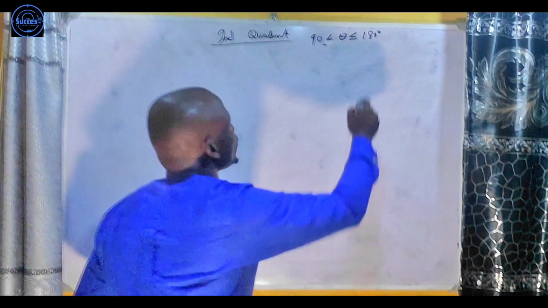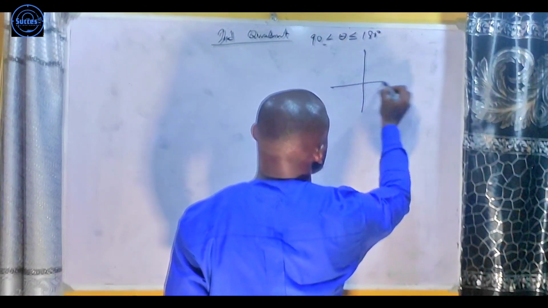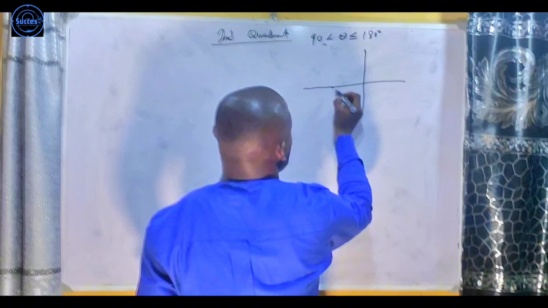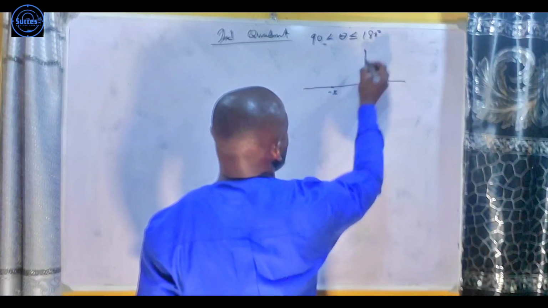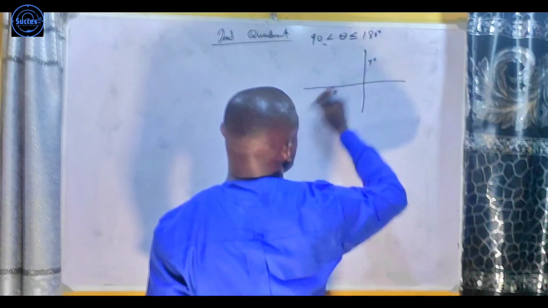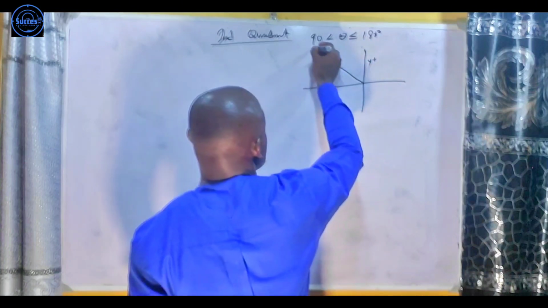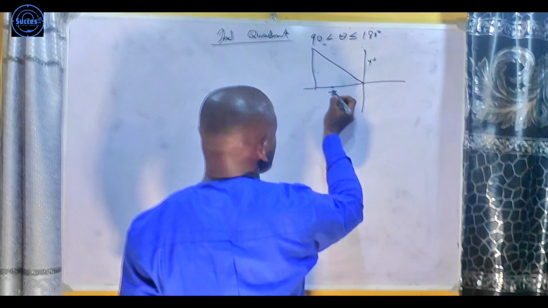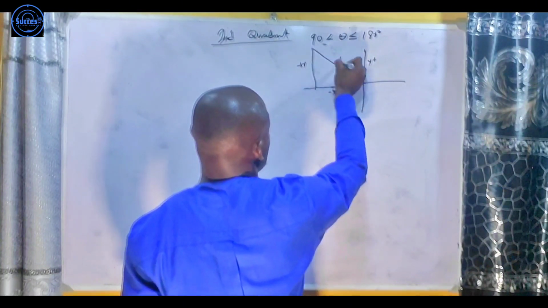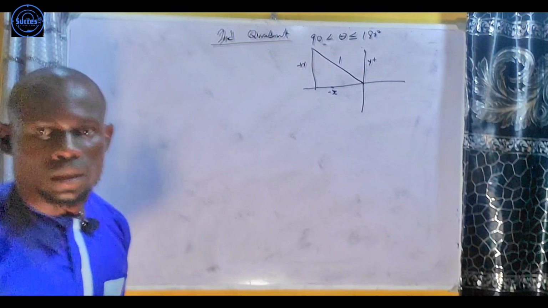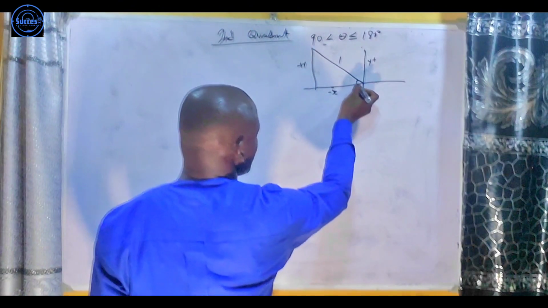So let's draw our second quadrant. Our second quadrant is this. Our x will be negative, while our y will be positive. If you draw a right-angle triangle here, we have a negative x, a positive y, and our hypotenuse will be 1. So now this is our theta.